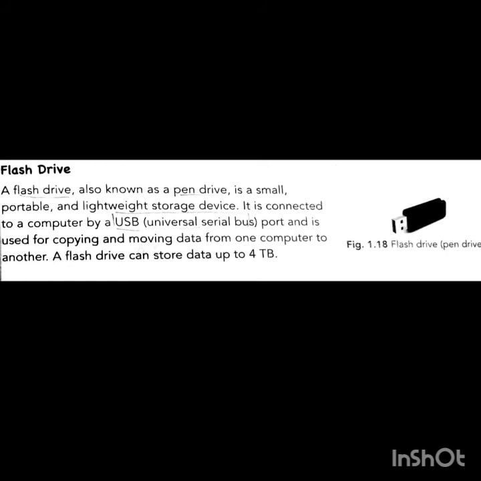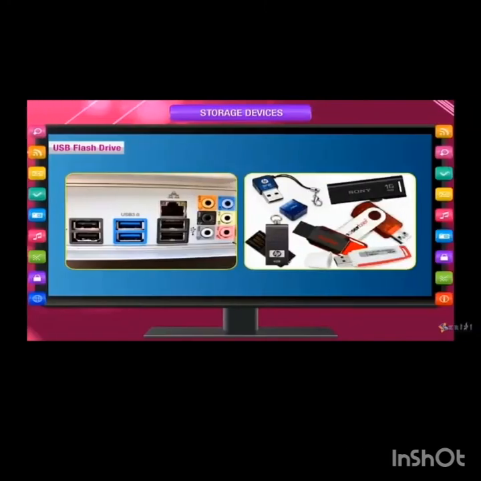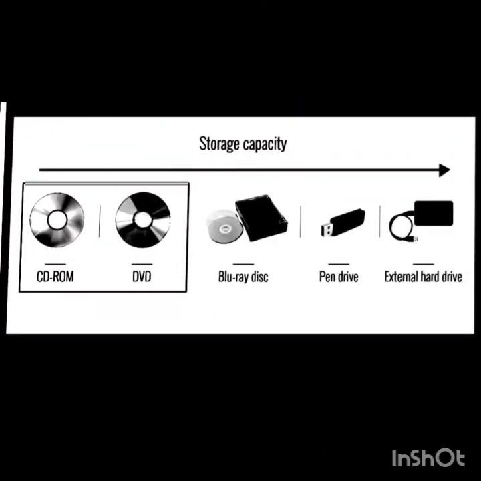So we all know what a pen drive is. It is a small device which is used to connect and store all the data from the computer system. We can transfer data with the help of a pen drive, and it is the most convenient storage device. We need a USB port to connect the flash drive to the computer or laptop. So we can see here the storage capacity defined. First is CD-ROM, then a DVD can store a lot more information. More than DVD can be stored by Blu-ray disc, and then pen drive, and then external hard drive. This is the storage capacity of all the secondary memory devices.